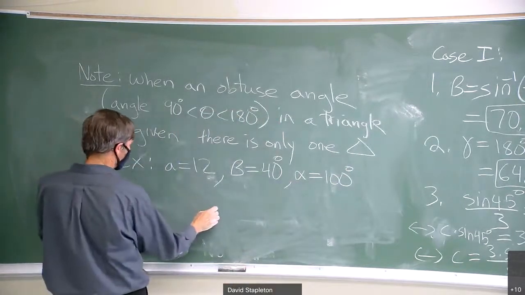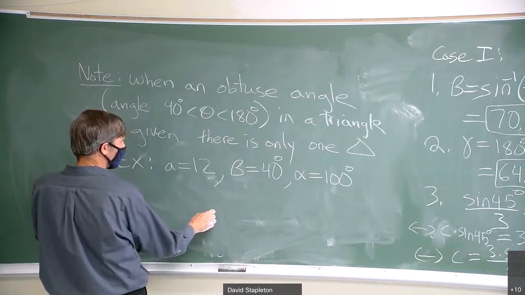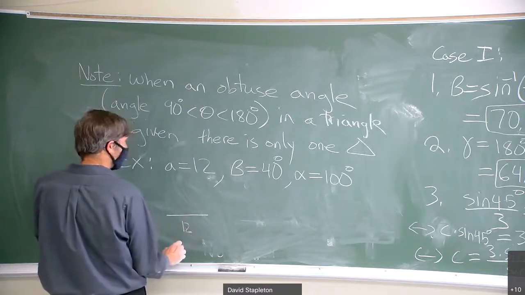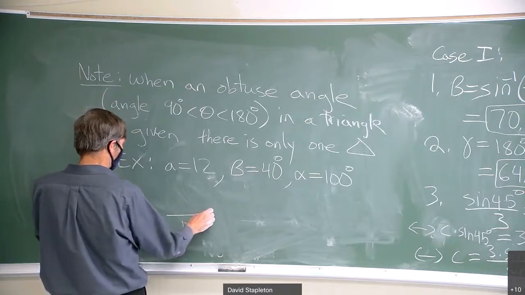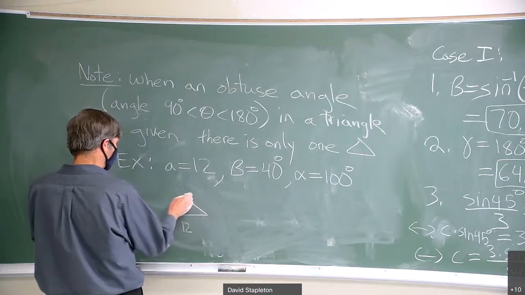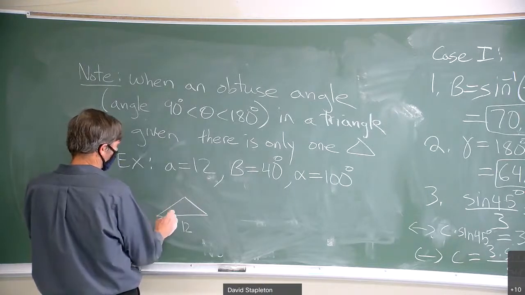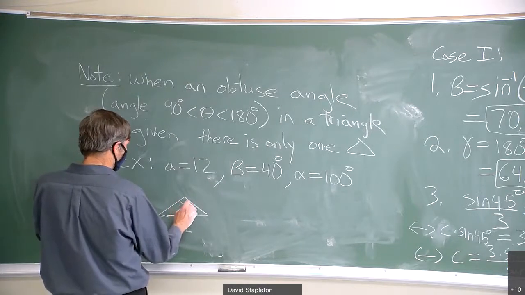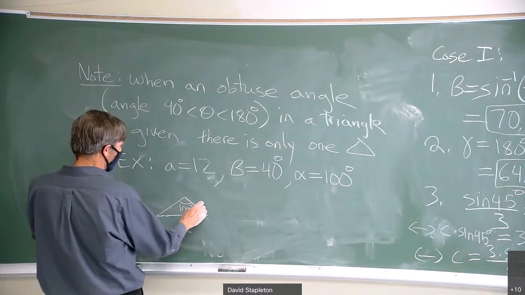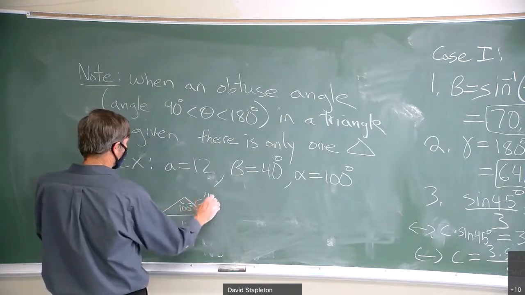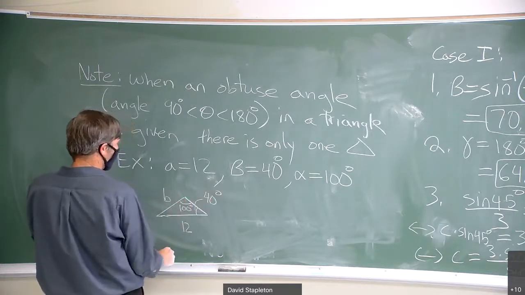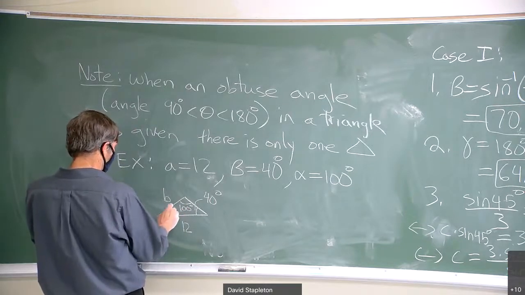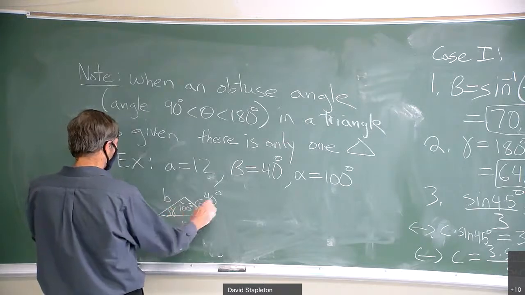Sketch it. I recommend. You don't have to. Let's say here's A is 12. And then alpha has to go opposite A, so it's way up there. I want to draw it bigger than a right angle. So maybe here's 100 degrees. And then let's put beta over here is 40 degrees. Opposite beta goes B. Opposite A goes alpha as we wrote it. And then this must be gamma over here. And this would be C over here.